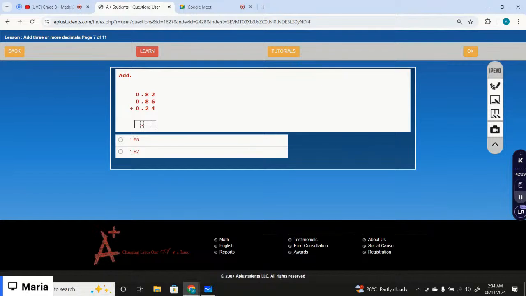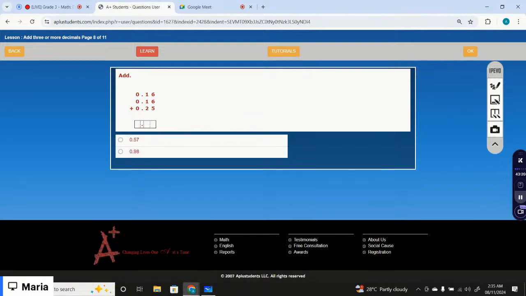0.82 plus 0.86 plus 0.24. So, which is the correct option? Very good. That is option number 2. 1.92 is the correct option.